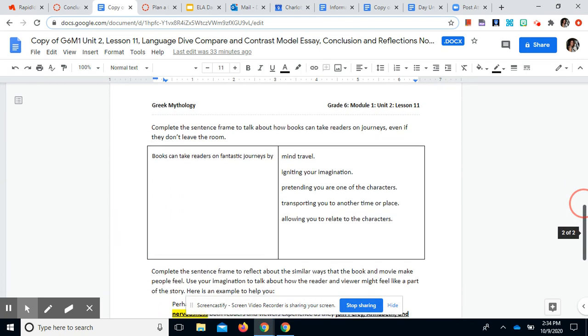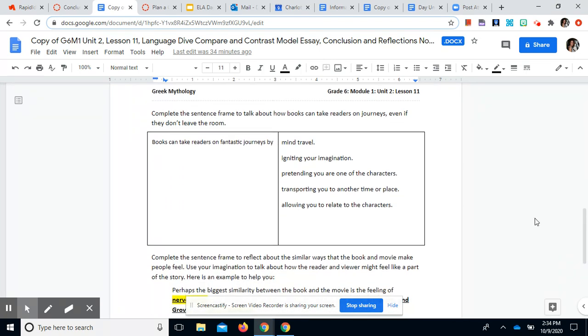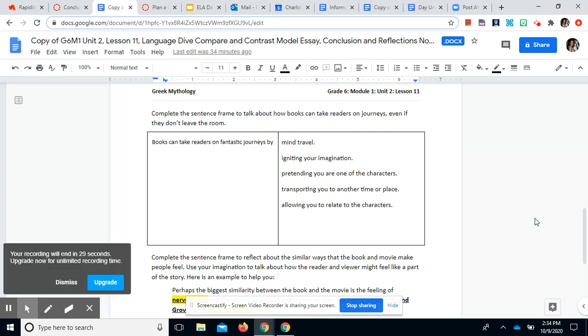Then we used this information as we completed some sentence frames. The first one said, complete the sentence frame to talk about how books can take readers on journeys even if they don't leave the room. Books can take readers on fantastic journeys by igniting your imagination, transporting you to another time or place.